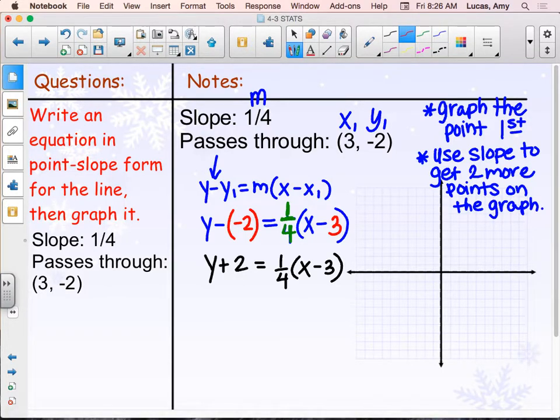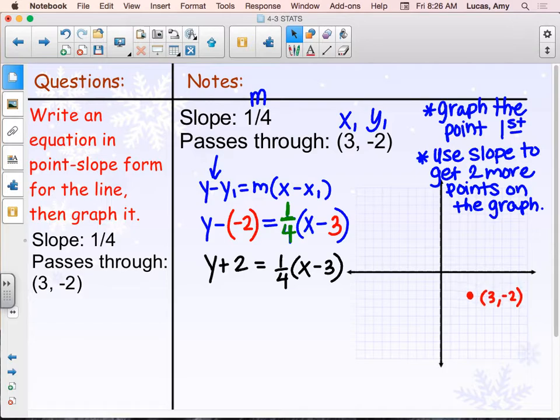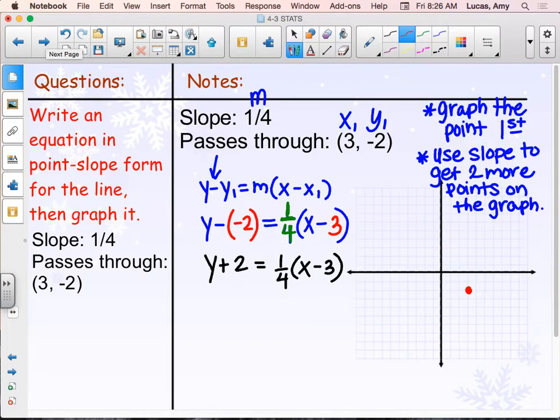Okay, so my point is 3, -2. So that would be right here. Right 3, down 2. That's 3, -2. And then my slope is 1/4. So I have to go up 1 over 4. So I'm going to move up. No, it won't let me move that. I'm going to erase where I wrote that. There. Okay. So this is my 3, -2.